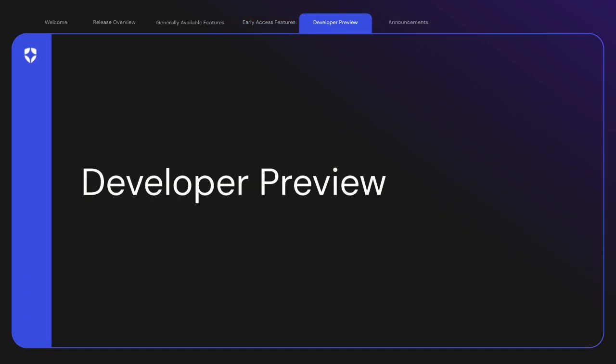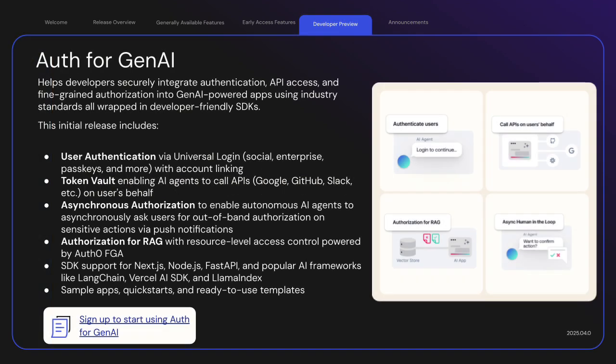Now, let's look at some features that are in developer preview. We're excited to announce Auth for Gen AI, a new offering purpose-built for AI-native, agent-based applications. Auth for Gen AI helps developers securely integrate authentication, API access, and fine-grained authorization into Gen AI-powered apps using industry standards, all wrapped in developer-friendly SDKs.